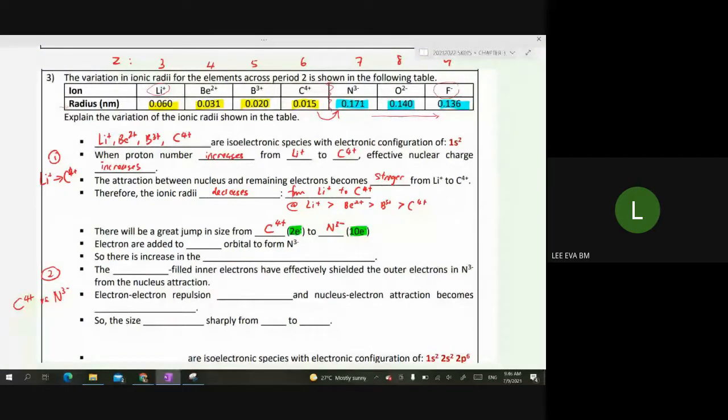So this one is not the keywords. The orbital is not the keywords. You can mention outer shell as well. So dekat sini kalau awak tahu proton number untuk nitrogen 1s2, 2s2, 2p3. So the electron is added to the 2p orbital. Okay, so electron is added towards here to become N3 negative. So there is increase in the, tambah dekat apa?